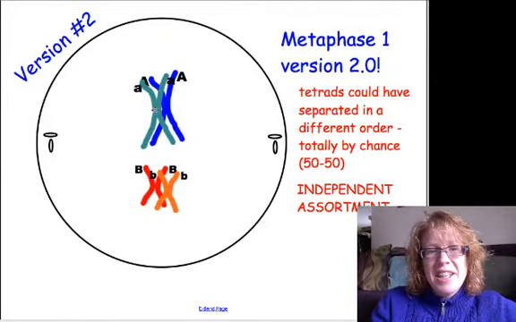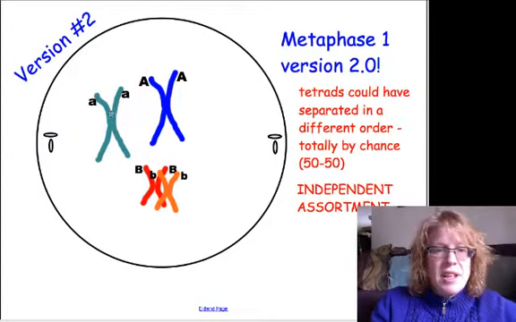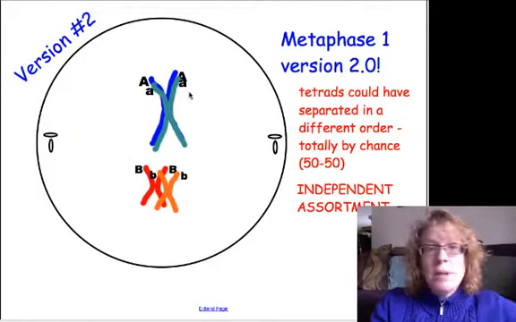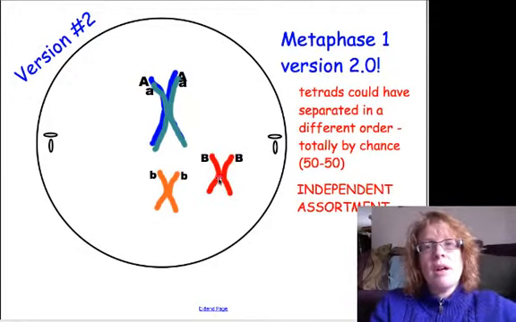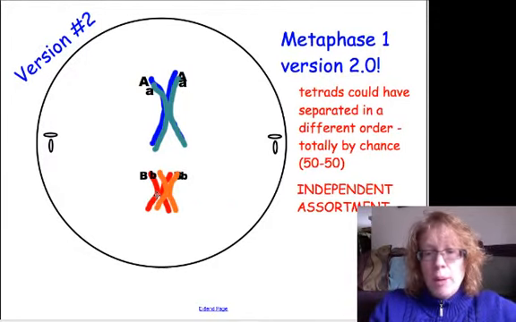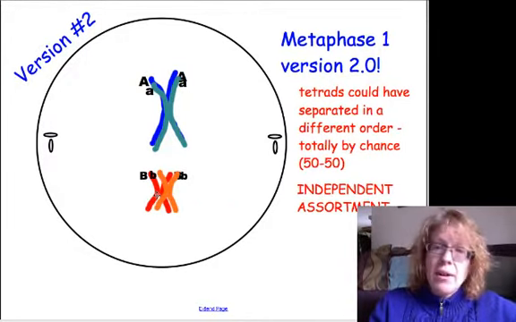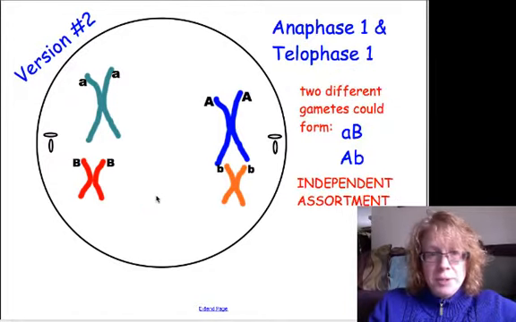That if this little a goes this direction, versus if this little a goes this direction, completely independent of what happens with the B's. This one could go here, or this one could go here. And this is actually how we get our 4 possibilities. So let's take a look at the outcomes if we move them a little different direction.